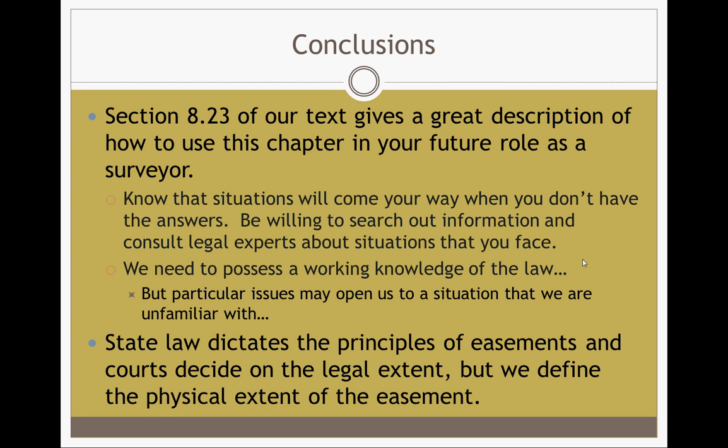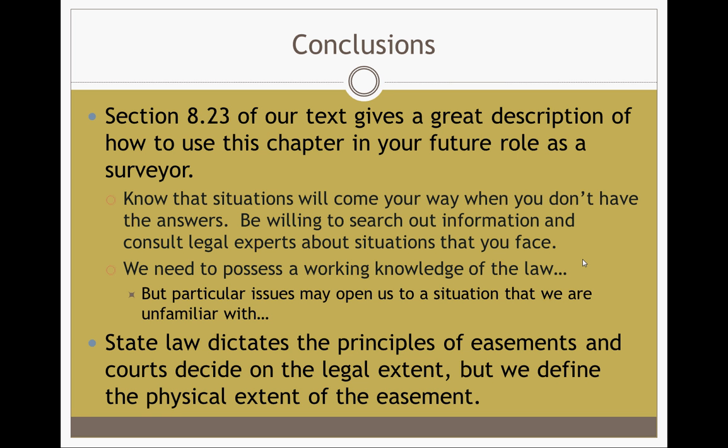Also use this textbook. It's really a good textbook, and I wouldn't have told you to purchase it for this class unless it were useful for you in the future. Now, as surveyors, we still need to possess working knowledge. Understand that. But particular issues may open us up to a situation that we're unfamiliar with. So don't be afraid or too prideful to ask somebody else for advice or for help.